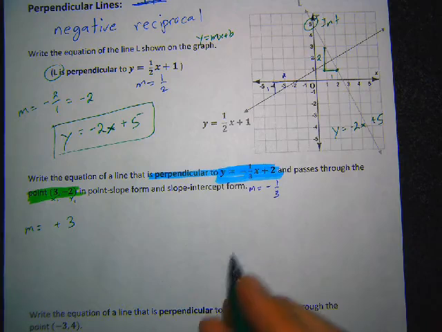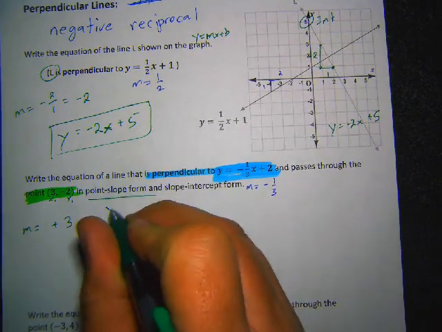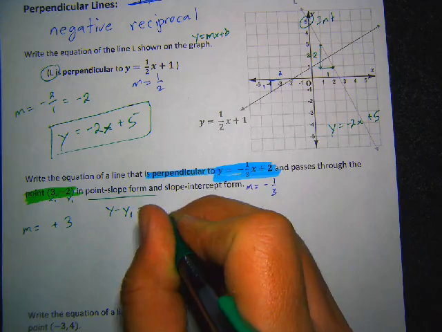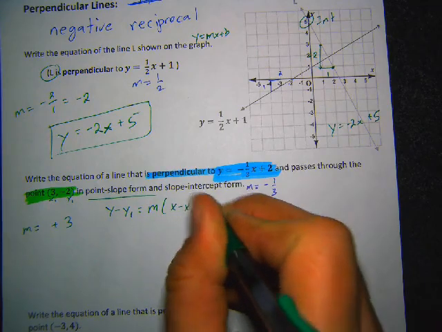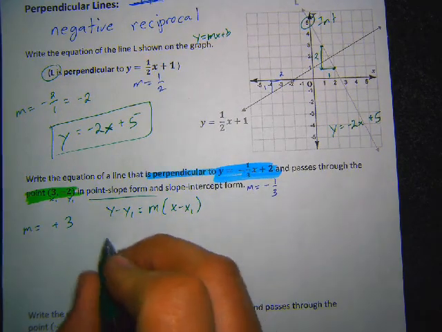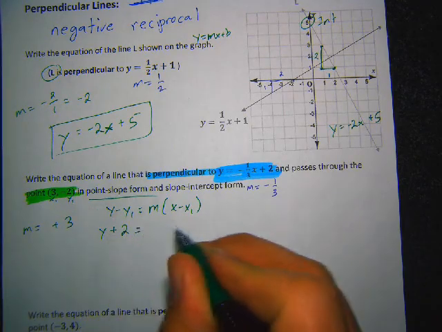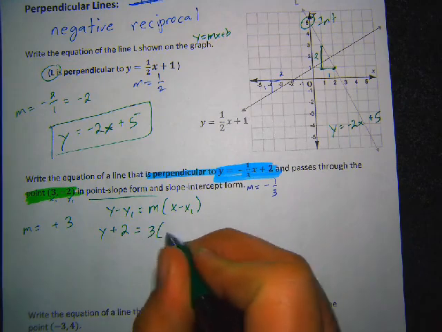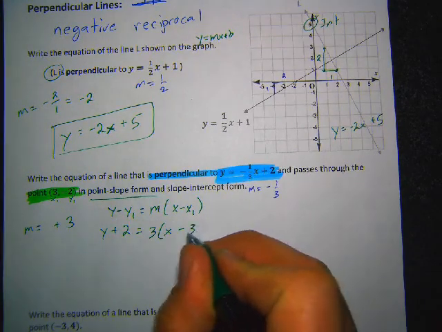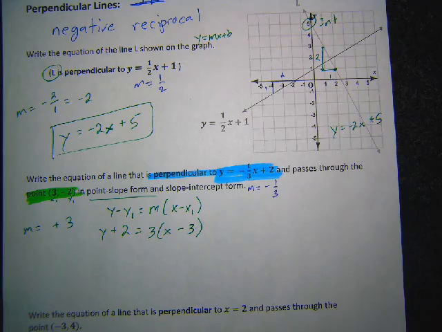This is our point, x1, y1. To get the equation, we're going to use point-slope form again: y minus y1 equals m times x minus x1, and that'll give us our equation. So we do y minus negative 2, so minus a negative 2 gives us plus 2. The slope is 3, times x minus x1, which is 3. And that's our equation.